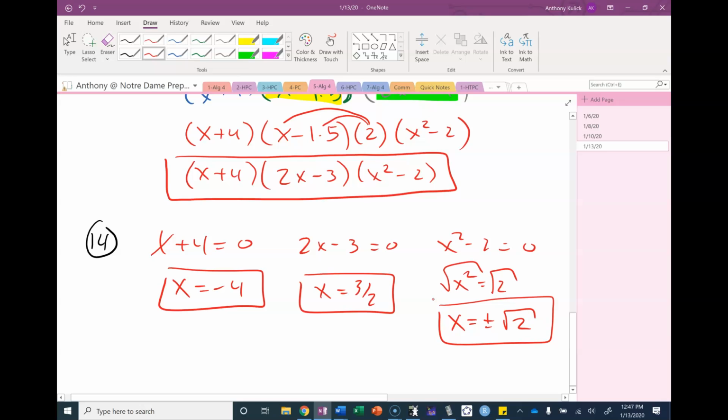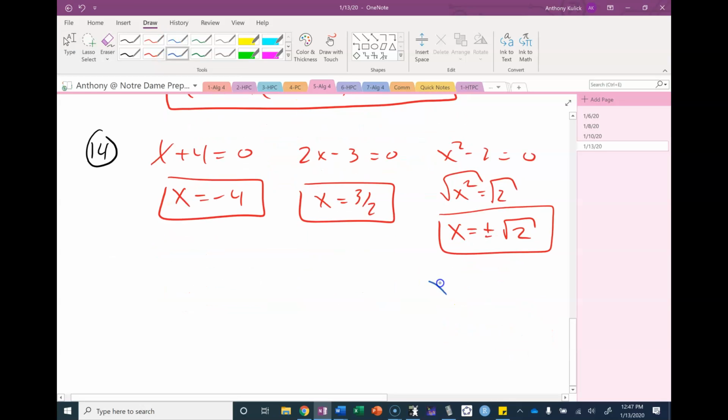Just as an aside, if I take the square root of 2, guess what decimal the square root of 2 is? It's about 1.41 and negative 1.41. So here's that irrational solution that we thought was negative 1.5. It turns out it was really just the negative square root of 2.